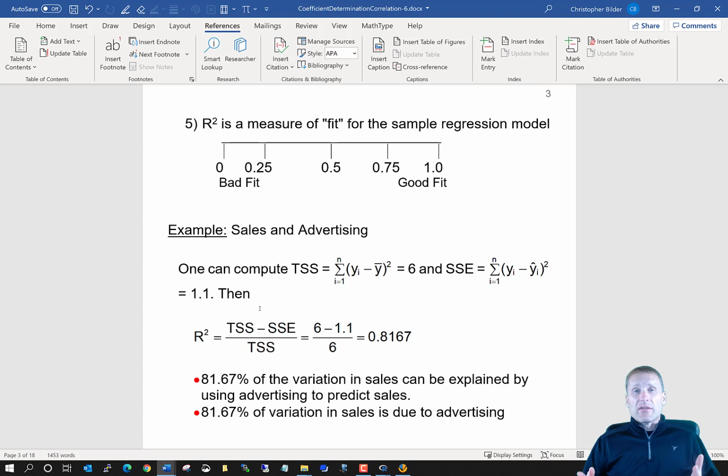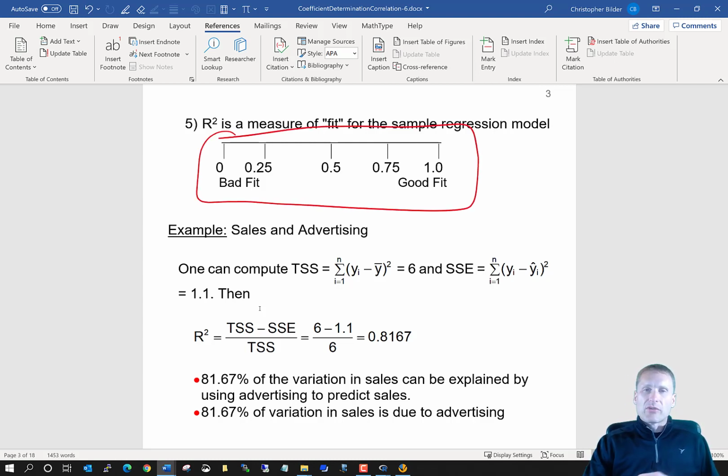So you can think of it this way. The farther the points are from the line, the lower the R squared will be. The closer your points are on a scatter plot to the actual regression line, the larger your R squared will be. And so here's just a simple numerical scale to essentially illustrate that.